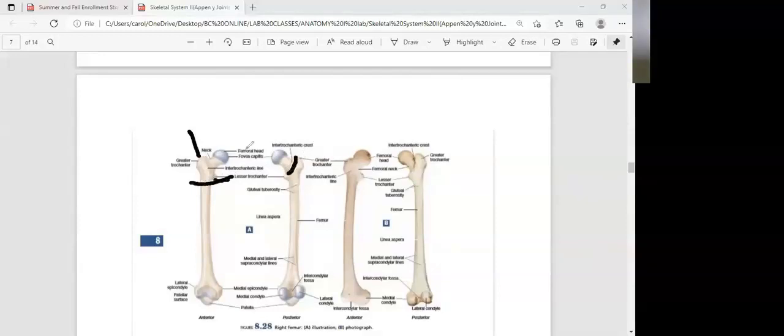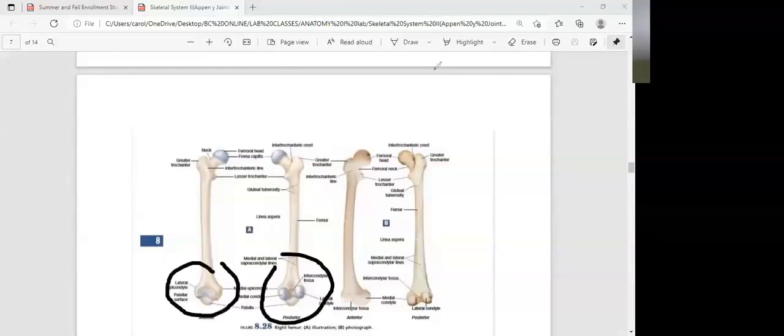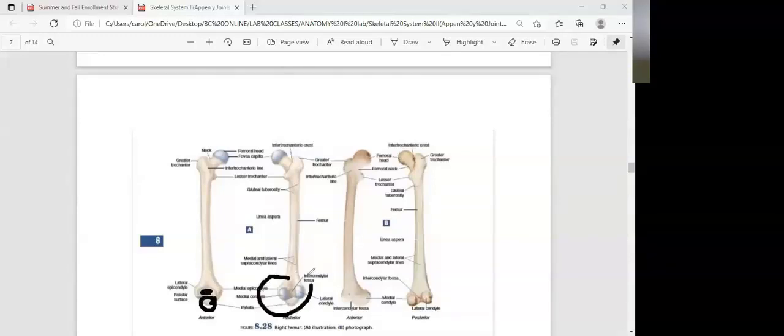This is what you have in your proximal epiphysis. In the diaphysis, you're going to have the linea aspera. In the distal epiphysis, in the anterior view, you're going to have the patellar surface. It will articulate with your patella. In the posterior view, you will have these 2 areas right here.